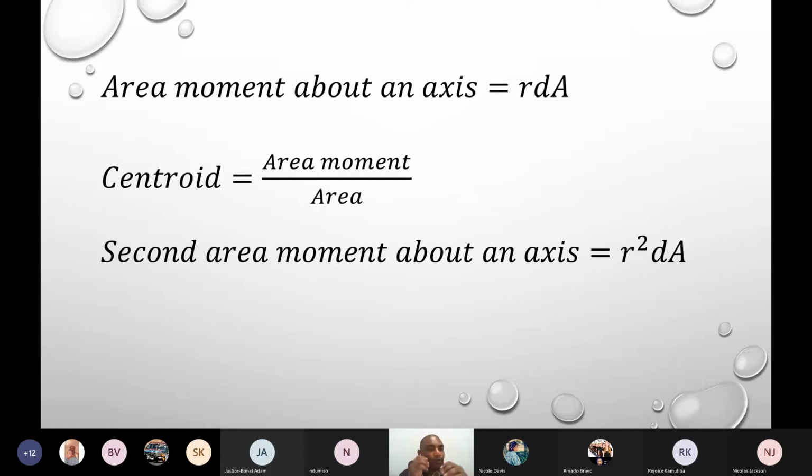Okay, so area moment, they just give you R dA. So you need to know what the value of R is. We're going to just do one or two examples so that I show you how we go about it, just for the area moment, which is the first area moment.